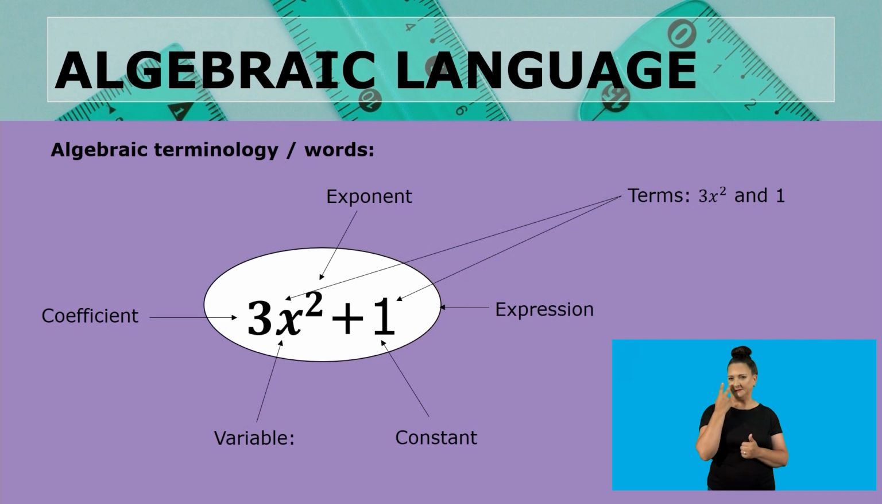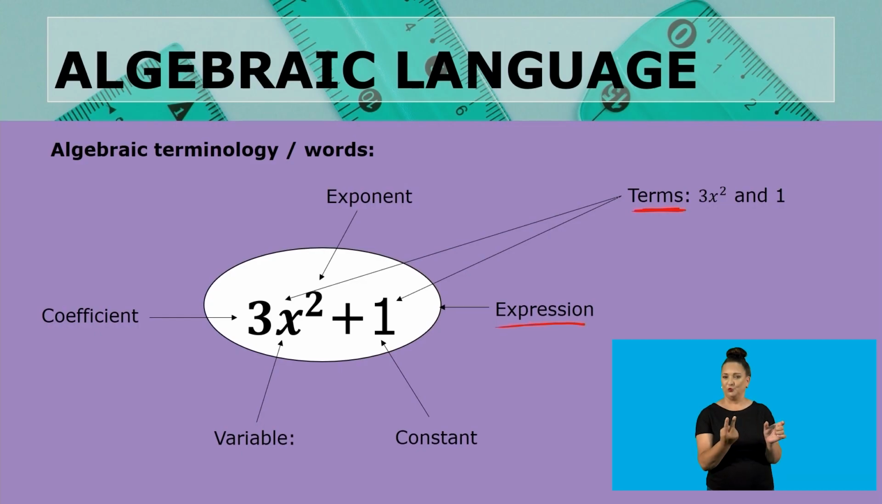Let's look at this whole expression, 3x squared plus 1. Now, this whole thing is an expression which we spoke about. Now, when we're looking at them individually, the 3x squared alone and the 1 alone, these are the terms. So now in this expression, we have two terms here.